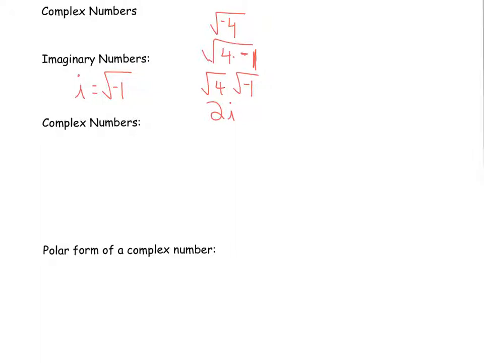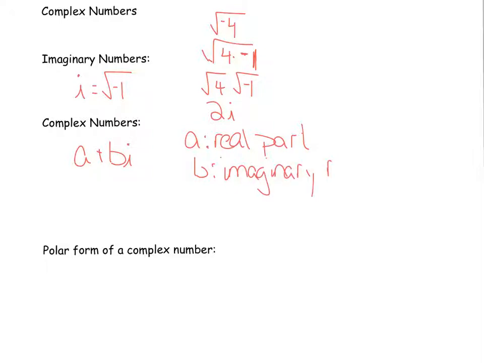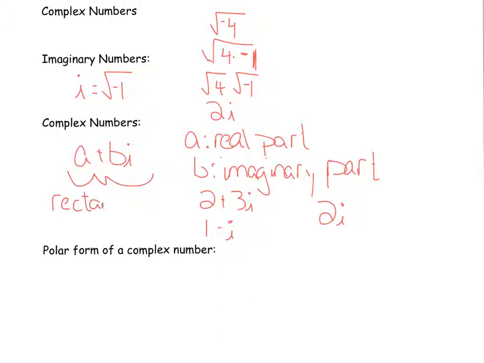Now, complex numbers means you take that imaginary number and you just put a real part with it. So a plus bi is a complex number. a is the real part, and b is the imaginary part. So 2 plus 3i, that's a complex number. It's got a real part, it's got an imaginary part. 1 minus i is a complex number. Even what we wrote up there, 2i, that is a complex number, because we could say 0 plus 2i, right? 0 would be the real number, 2i is the imaginary number. Now, the way we have written it, and if you have dealt with complex numbers before, this is the way you've dealt with them. That is called the rectangular form.